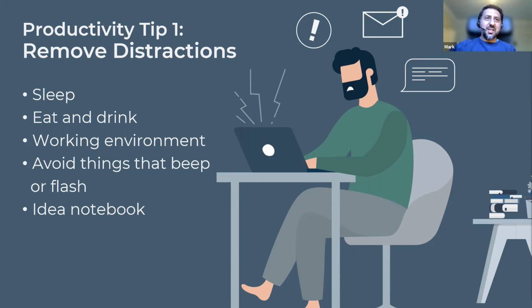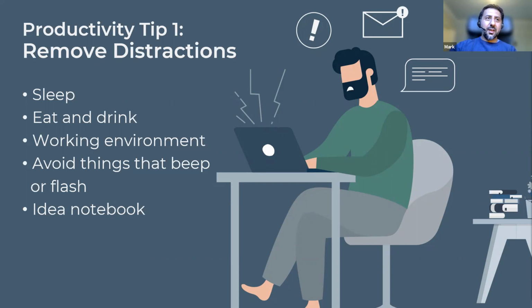So the next one is a bit obvious. Avoid anything that beeps or flashes. This poor guy is probably trying to focus. He's got email and Teams popping up all the time. He might have his phone next to him, which is now just about everything wants to alert you. And another thing could be that it's actually yourself that's distracting you.